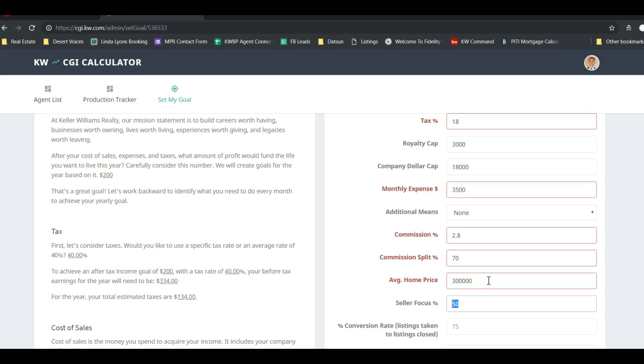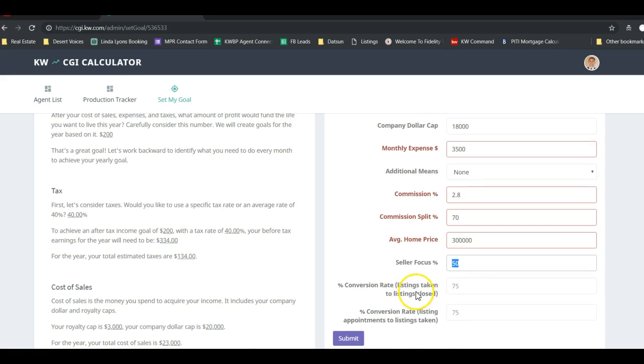Then seller focus. Do you focus more on sellers or more on buyers, Andy? Had more buyers last year. Focus is to be more seller heavy this year. So you want to estimate a 60-40, a 70-30, a 90-10? I would prefer 50-50 now because I was buyer heavy last year, so that would actually be an increase. All right, then let's stick it at 50-50. This is good information to have.